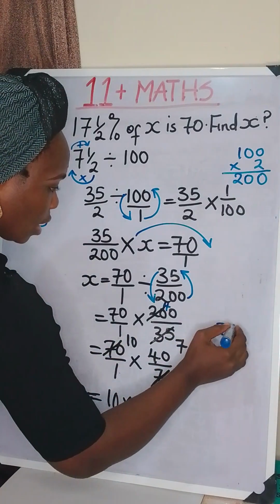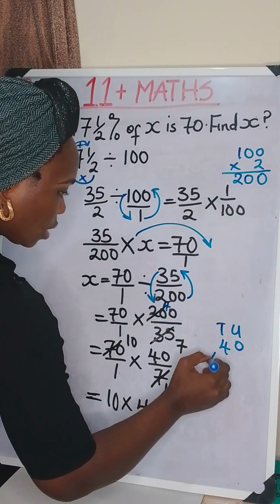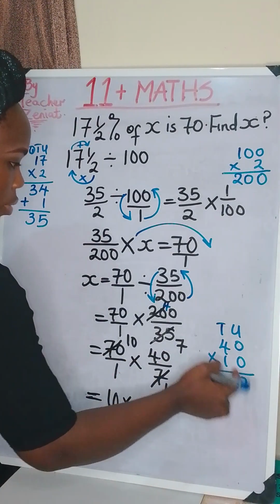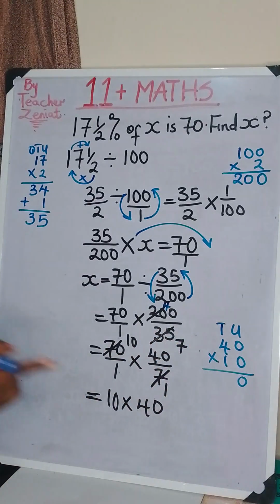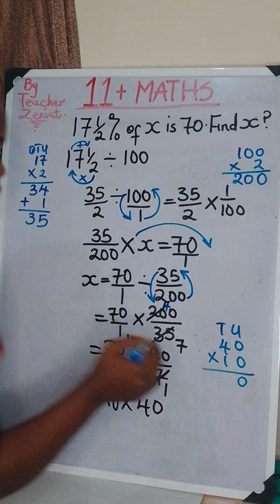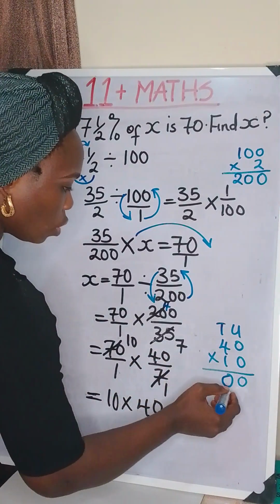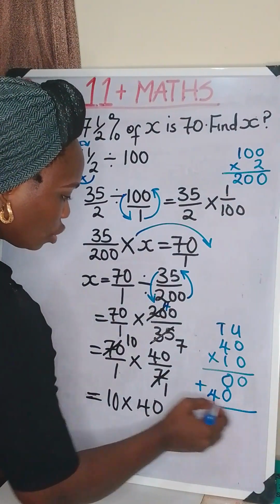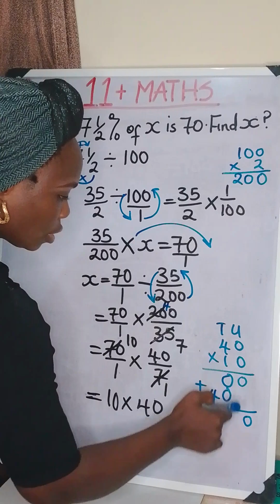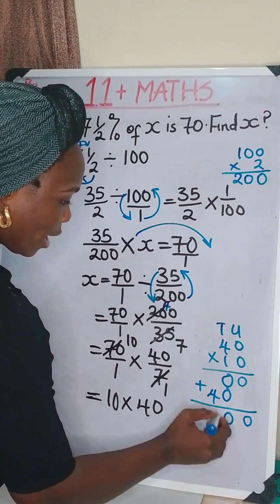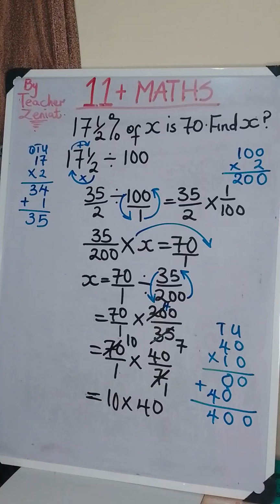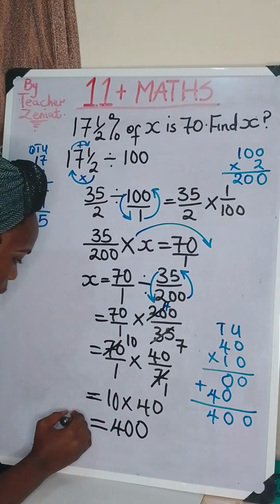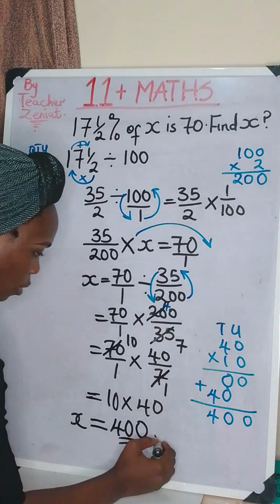So that you have tens and units, 40 times 10. 0 will multiply 0 to give us 0, and 0 will come and multiply 4. And you know that anything you are multiplying by 0 is 0. 0 times 1 will be 0. 1 times 4 will give us 4. Now you introduce your addition. Bring down your 0. 0 plus 0 will be 0, and you only have 4 remaining. So 10 times 40 will be equal to 400. So our x is equal to 400.